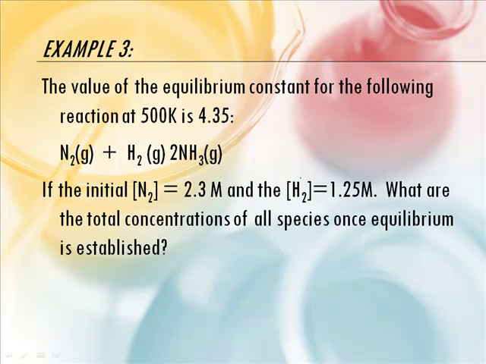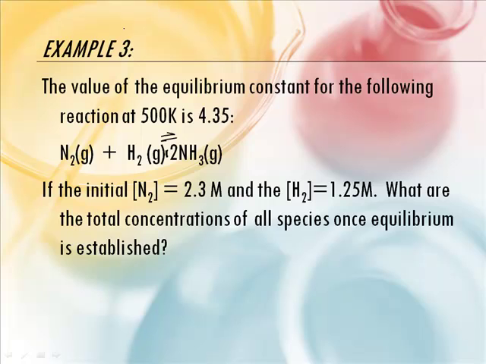This one is one where you would not want to do the small x assumption. I think we got a typo here. There'll be a double arrow right in here. So we have some numbers. Let's rewrite this equation. N2 plus 3H2. It's not balanced, but that's easy to balance. So N2 plus 3H2 makes 2NH3. Now what do I know?